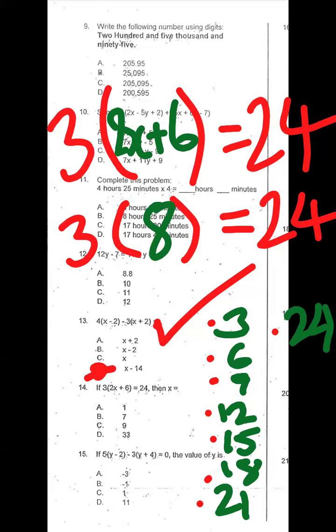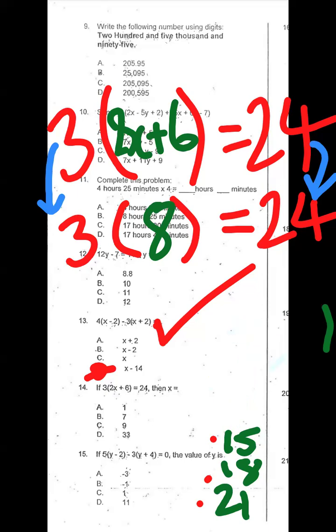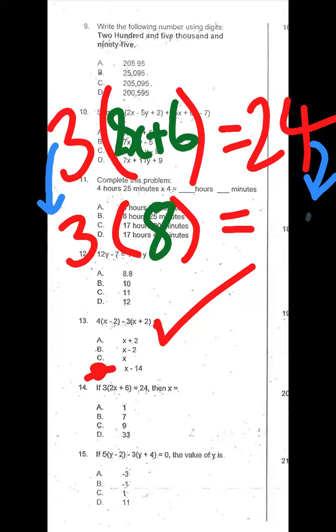Now, this 3 is equal to 3, this 24 is equal to 24. So therefore, 2x plus 6 must be equal to 8. All right, so let's get rid of all of that, and focus on what matters. So now, 2x plus 6 is equal to 8.